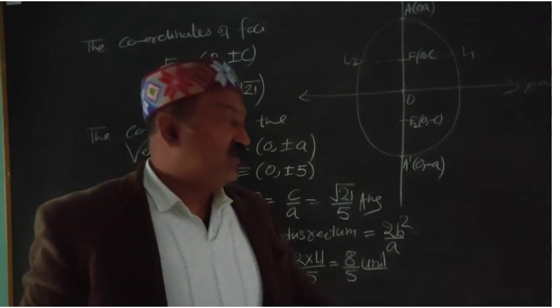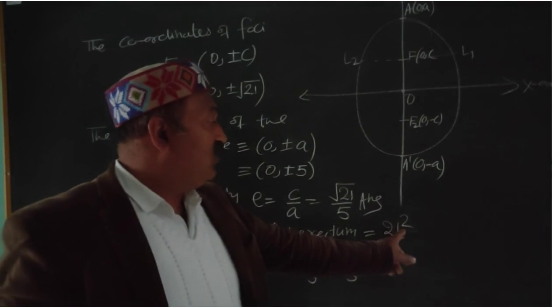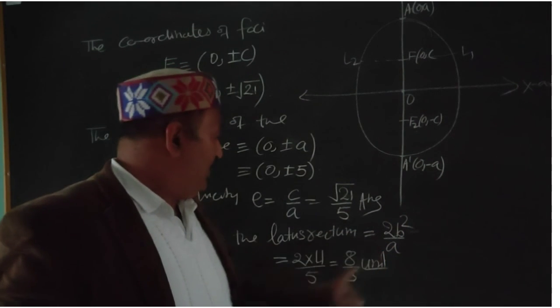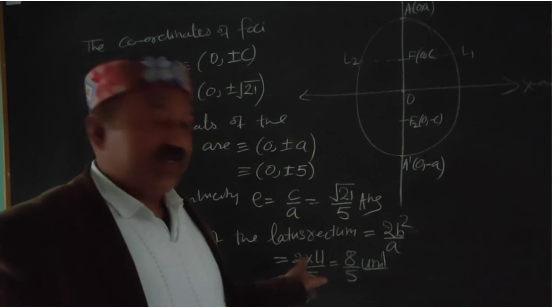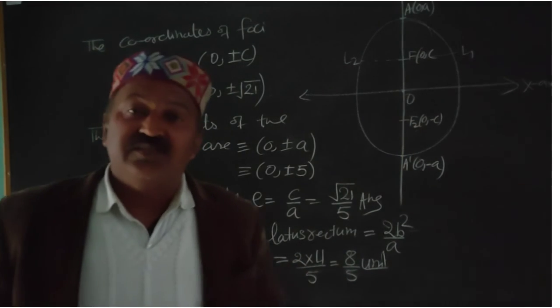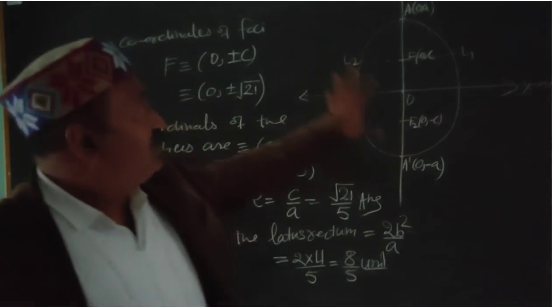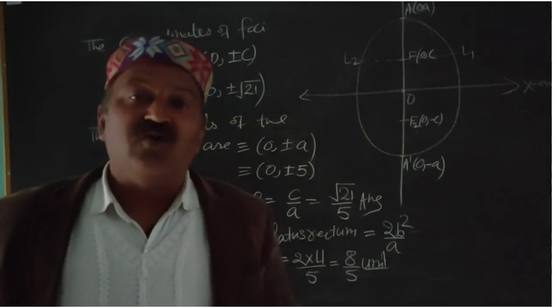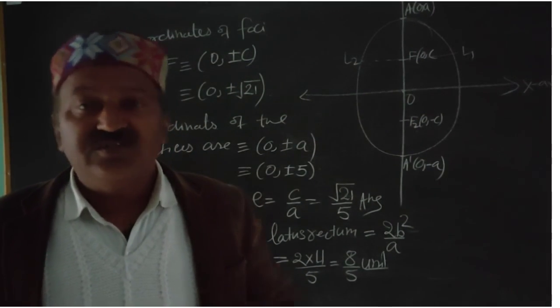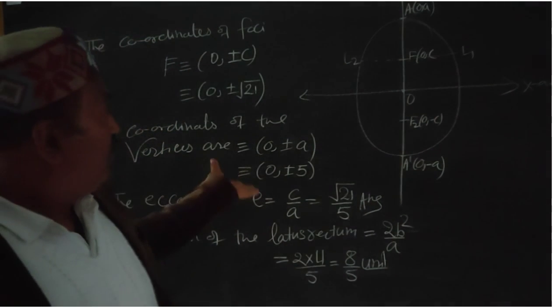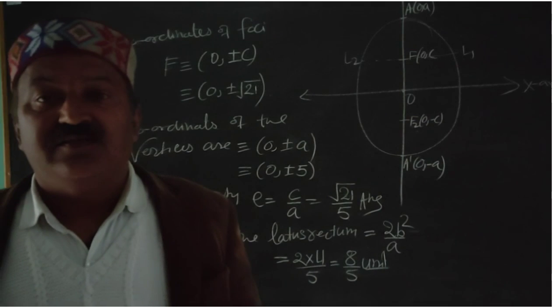This is the length of the latus rectum of this ellipse, because putting the value of b square directly as 4 and the value of a as 5, we get 8 upon 5 units. This is the length of the latus rectum of such a second standard form of the ellipse. So in this way, children, today we studied these two standard forms and did two applications of them. That's all.